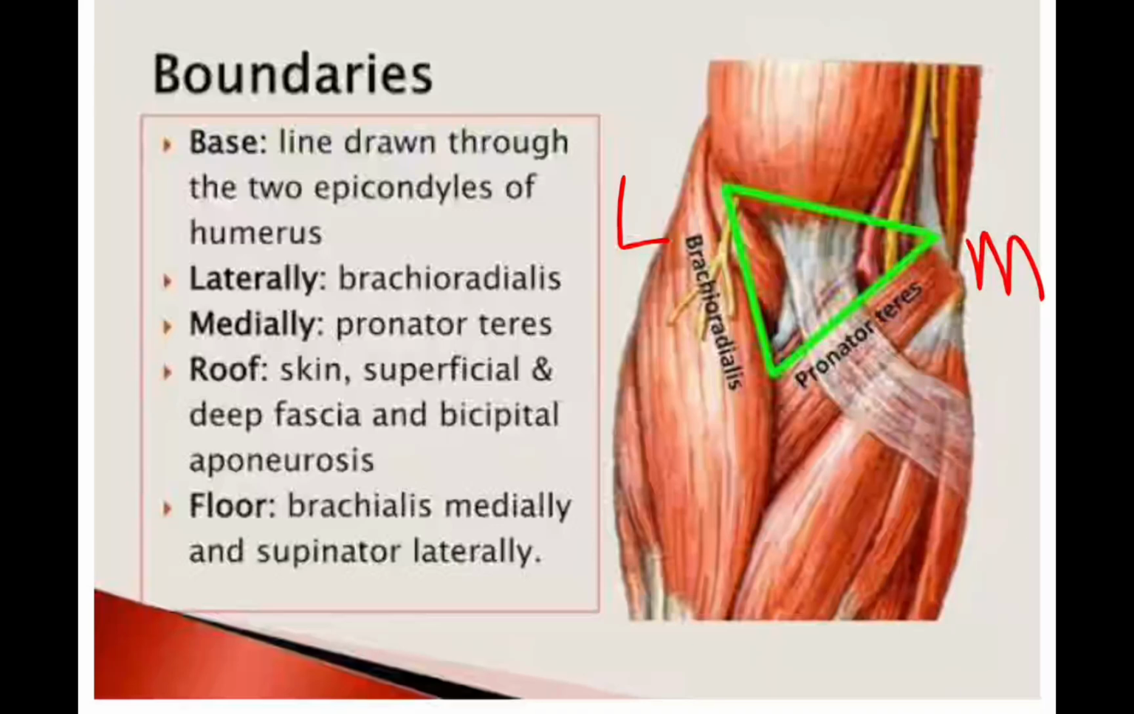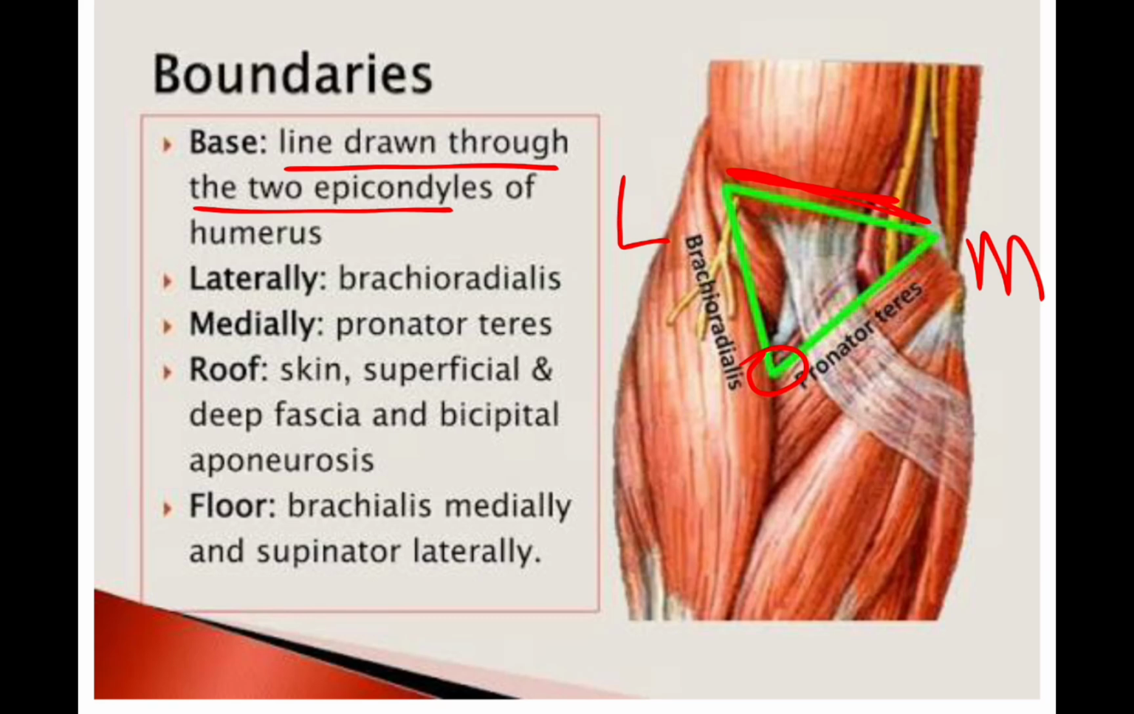Like we said, it's a triangle. It has a base, which is this part here. It has an apex, which is this. So what's the base? The base is a line drawn through the two epicondyles of the humerus.